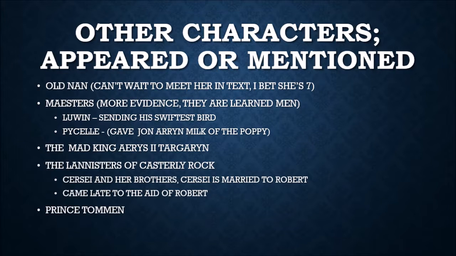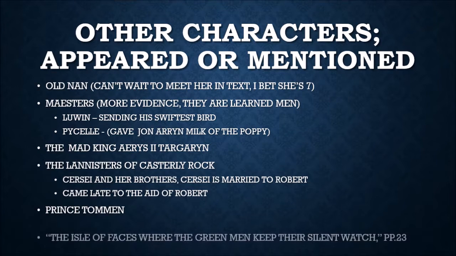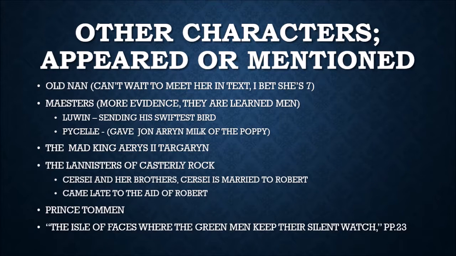We know that they have more children, but the only child who's mentioned of Robert Baratheon and Cersei is Tommen. We have more information on the Green Men, the Isle of Faces, where the Green Men keep their silent watch. So not much information, but we have it.